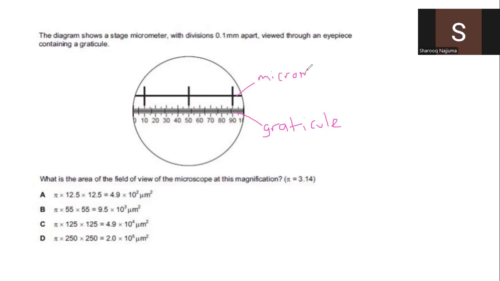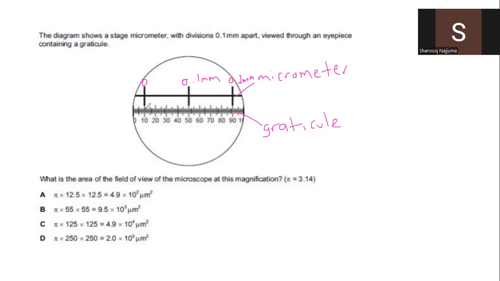So what next? Calibrate the eyepiece graticule using this information. They are telling me the stage micrometer has divisions that are 0.1 millimeters apart. That means if I consider this to be 0, here I'll have 0.1 millimeters, and then here I'll have 0.2 millimeters. That is what I'll be having. So I can do the calibration.